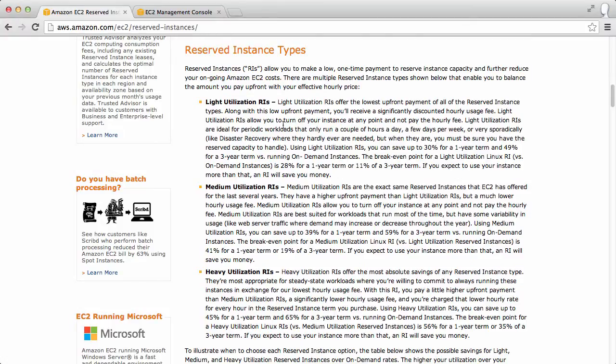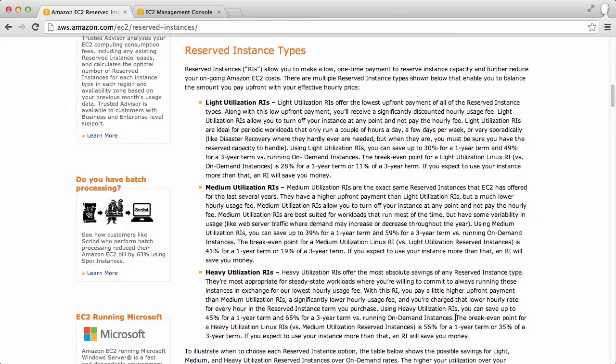They come in three different flavors: light, medium, and heavy utilization. Utilization is not how much you're using the CPU or disk, it is time-based, so how many hours per day or per month you're using the instance.